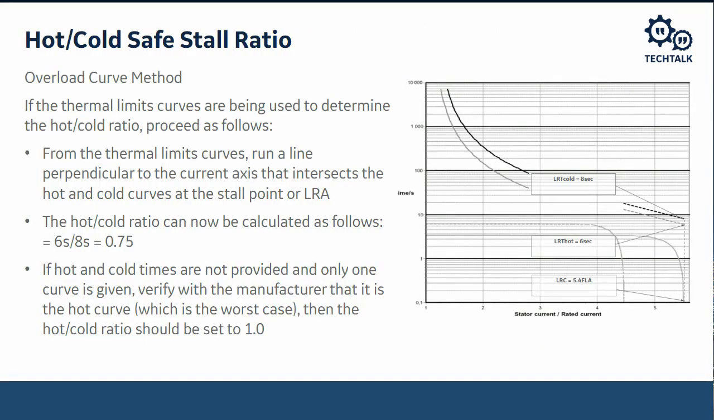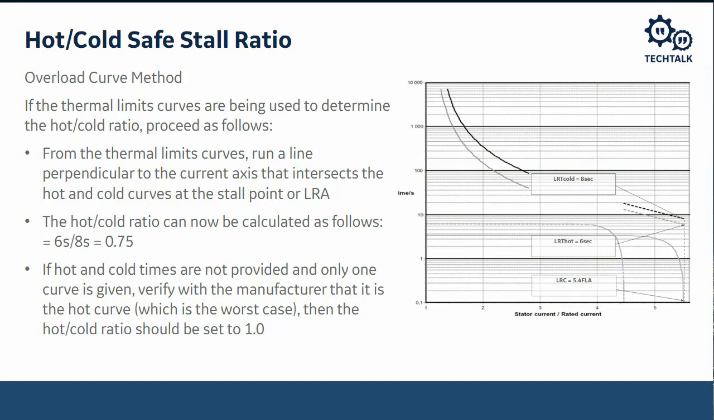The next setting that we need to set is a hot to cold safe stall ratio. Now, if we have the hot to cold safe stall ratios, normally that's these 2 points here, this 8 seconds and the 6 seconds that I show on this diagram, and it's the ratio of those 2 points. So in this case, it would be 0.75. That would mean that the thermal capacity used drops to 0.25 when the device has been running for some time, and when it's at its rated temperature rise, that's where it would fall to.